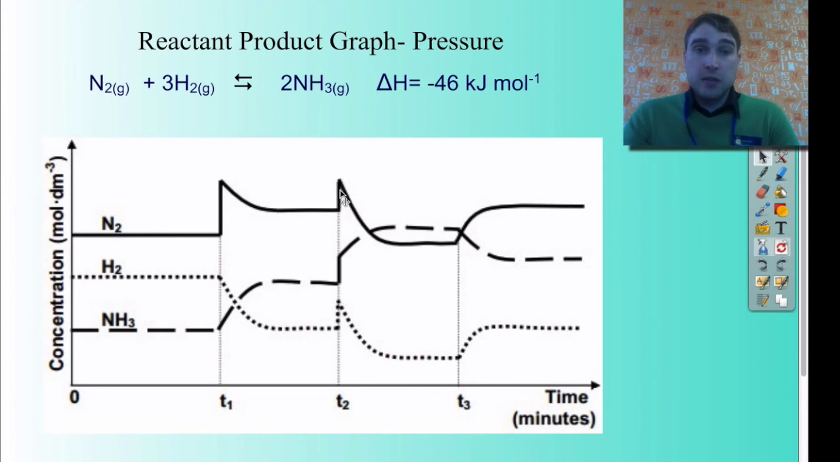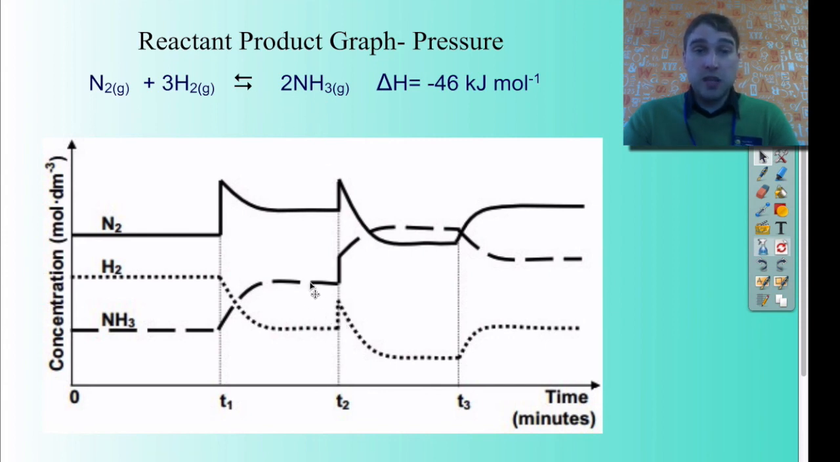In this case over here, we see sharp increases in all three concentrations. What that means is the pressure has increased, so the concentration is increased. If they increase the pressure, the shift of equilibrium is going to favor the production of fewer molecules. So in this case, we've got 2 molecules on this side and 4 in total on this side, 3 from here and 1 from there. So it's going to shift in the position to produce fewer molecules. So in this case, more NH3.